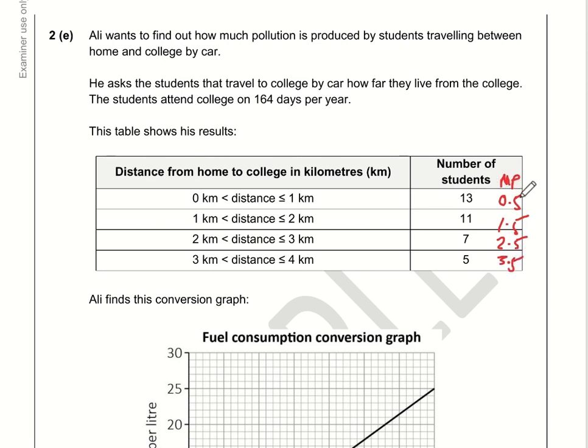So if 13 students live half a kilometre away, then those students have a combined distance of 13 times 0.5. Quite often this is labelled as your frequency column, and we need to do another column here which is frequency times the midpoint. Now 13 times 0.5 is 6.5, 1.5 times 11 is 16.5, 7 times 2.5, so as you can see we're multiplying all of these. 7 times 2.5 is 17.5, and 5 times 3.5 is 17.5.